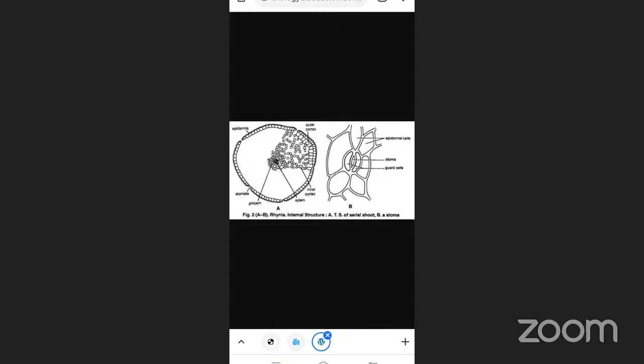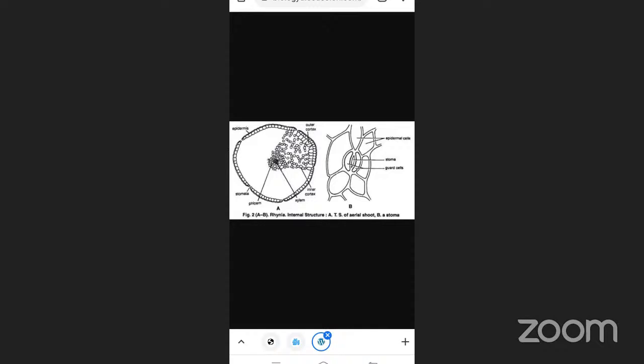The remaining protostele and metaxylem: protoxylem and metaxylem are not differentiated. Only the central xylem is there. The xylem is surrounded by a single layer of the phloem. So here the aerial stem was essentially the same in both species. We can see the cross section here.